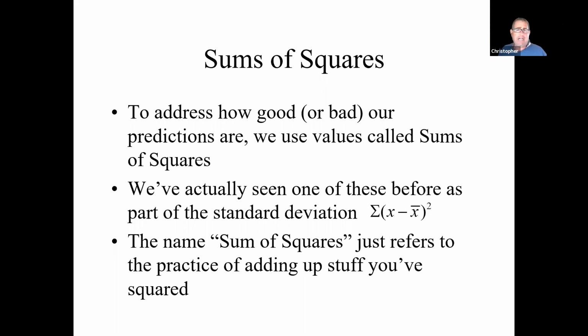We're going to calculate a set of sums of squares statistics. We've actually seen a sums of squares statistic before. The numerator of the standard deviation, sum of X minus X bar squared, is a sum of squares statistic. All sum of squares means is that we square some stuff and then we take the sum of it. There are going to be 3 different sums of squares statistics that we're going to calculate here, and they're going to tell us things about how good our prediction is, how bad our prediction is, and the total amount that could possibly be predicted.